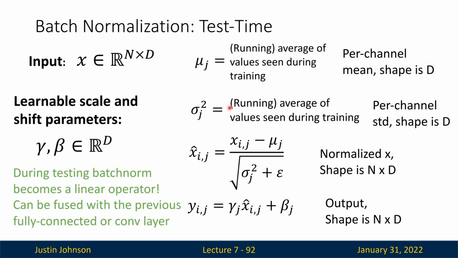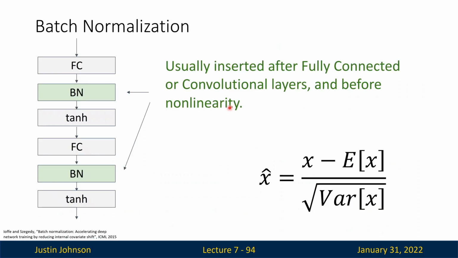Usually they propose to insert the batch normalization after a fully connected layer and before the activation layer. So however many fully connected layers you have, that many batch normalization layers you can insert.